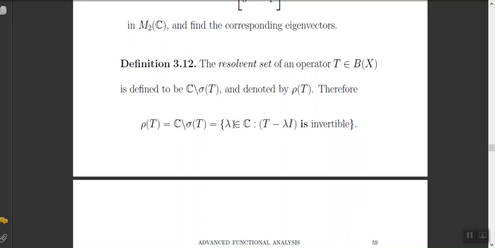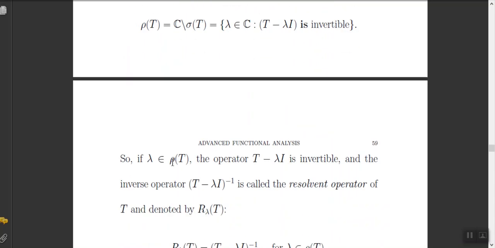So it means the set of all scalars lambda such that T minus lambda I is invertible. Look at here how we define the resolvent. It's defined to be the complement of the spectrum. So it means the set of all scalars such that T minus lambda I is invertible. Okay, and the inverse of T minus lambda I is denoted by this, right? T minus lambda I inverse.